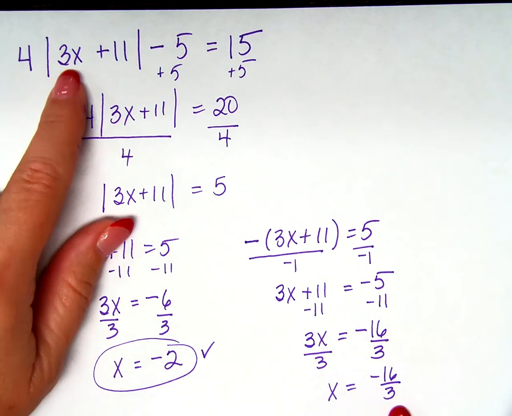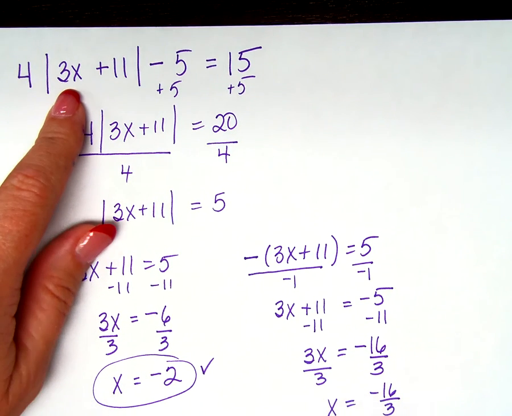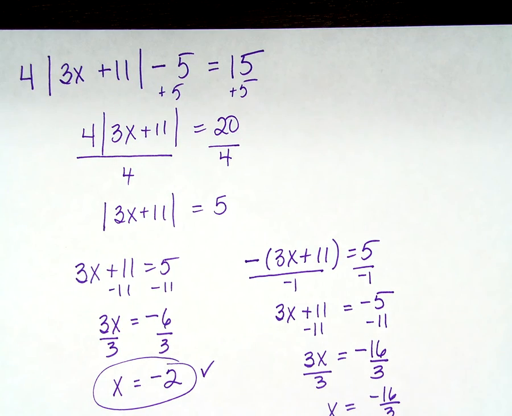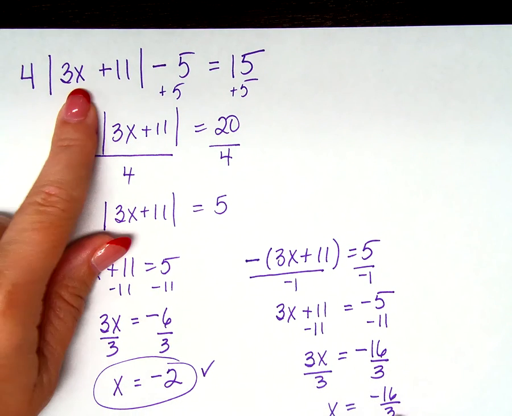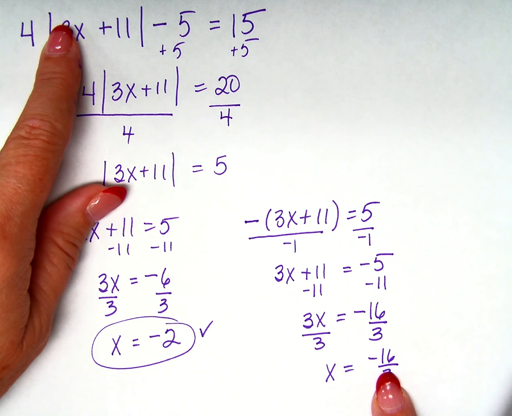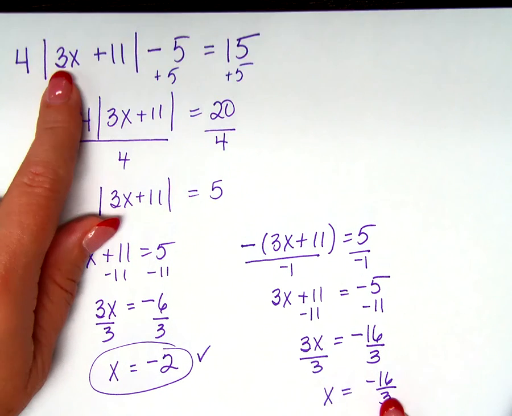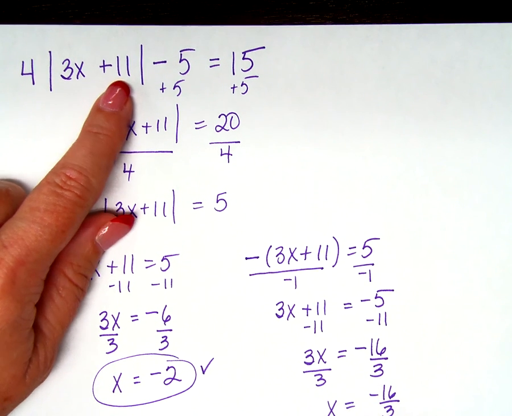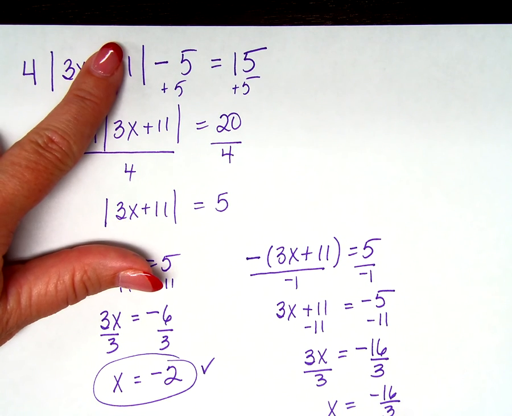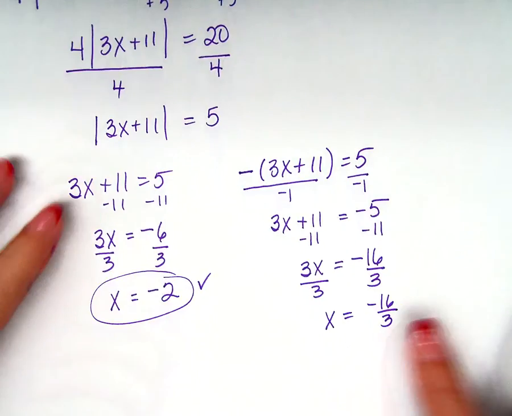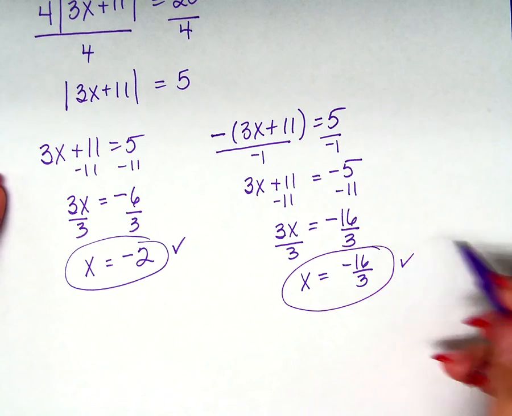Negative 16 thirds. What's negative 16 thirds times 3? Do you know how to do that real quick? If you're multiplying 3 times 1 over 3, that's just a 1. So what's left? The negative 16, right? So what's negative 16 plus 11? Negative 5, right? What's the absolute value of negative 5? 5. What's 5 times 4? And 20 minus 5? So is this a right answer also? Yes.